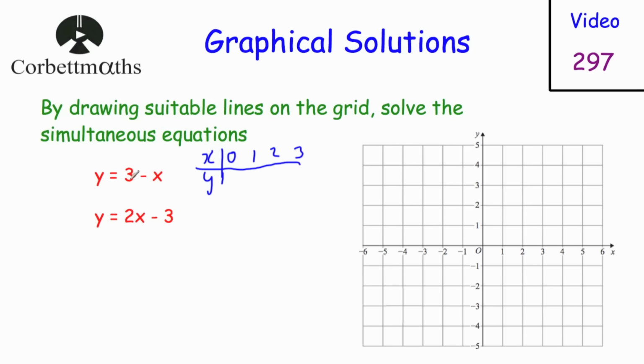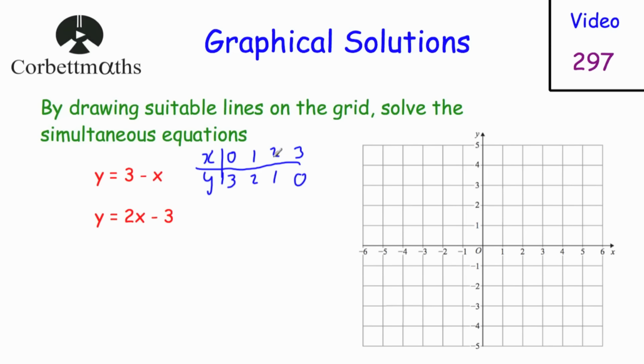So y equals 3 take away x. If I take away x from 3, I can find the value for y. If x is equal to 0, 3 take away 0 is 3, so y is 3. If x is 1, it would be 3 minus 1, that's 2. If x is equal to 2, 3 minus 2 is 1. And if x was equal to 3, I'd have 3 minus 3, which is 0.